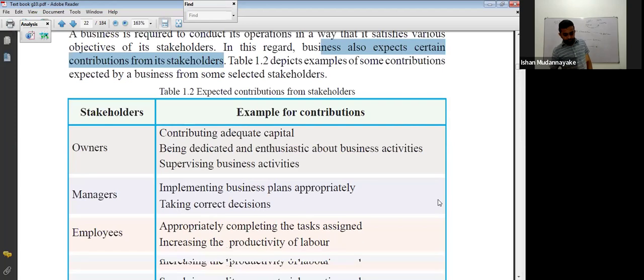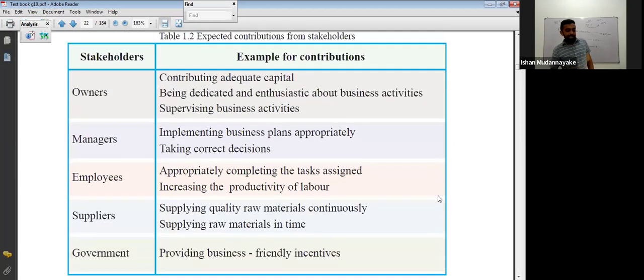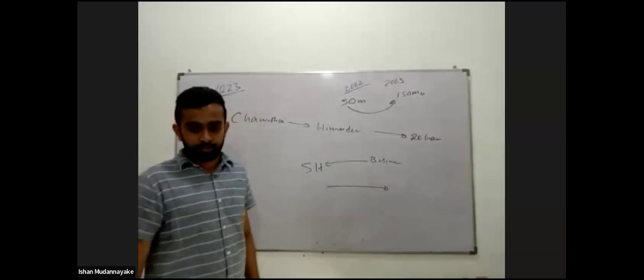Then over here, expectation from owners. Read the note. Owners contributing adequate capital, being dedicated and enthusiastic about business activities, supervising business activities. Expectation from owners: contributing adequate capital. Business owner needs to provide adequate capital to the business.